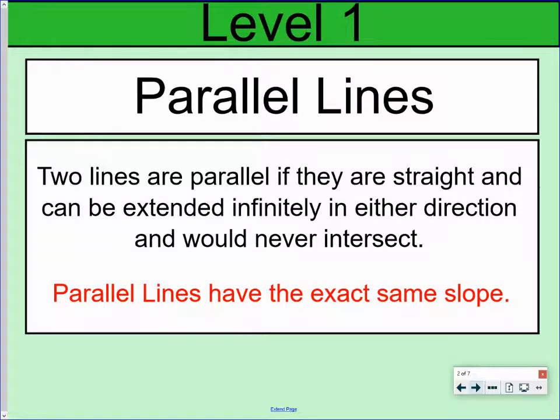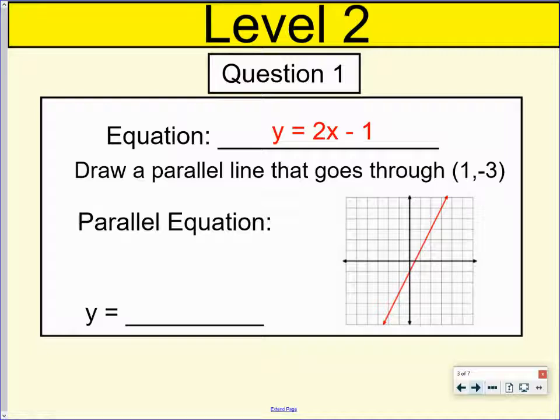So let's practice some here. Here we have an equation, y equals 2x minus 1. We want to draw a parallel line that goes through the point 1, negative 3. All right, so I'm going to draw the point on the graph here, the point 1, negative 3. So we'll go over 1, down 3. So here's the point 1, negative 3. Remember, this is our x, this is our y.